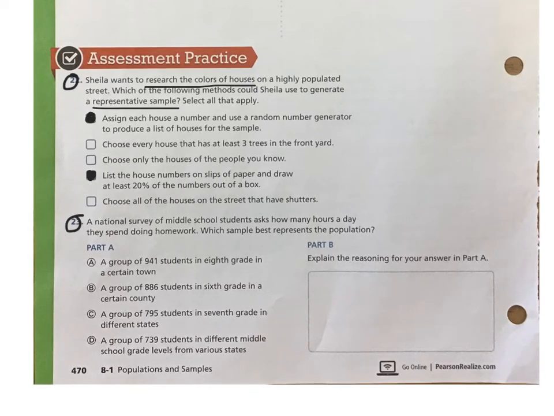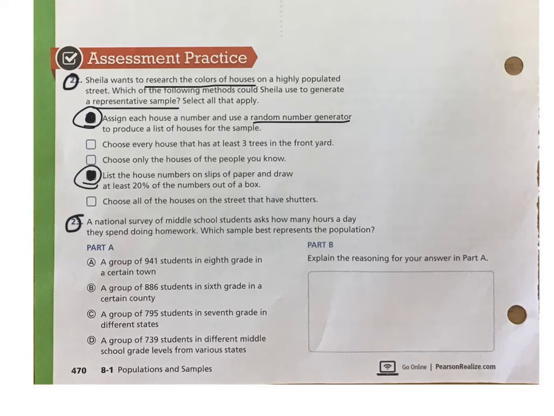For question 22, there are only 2 options that would produce a representative sample. First, you could assign each house a number and use a random number generator to produce a list of houses for the sample. In other words, a random number generator would just simply randomly pick numbers from a hat, so to speak, based on the number of houses that you have in that hat.